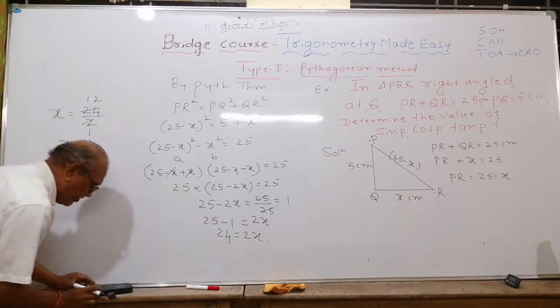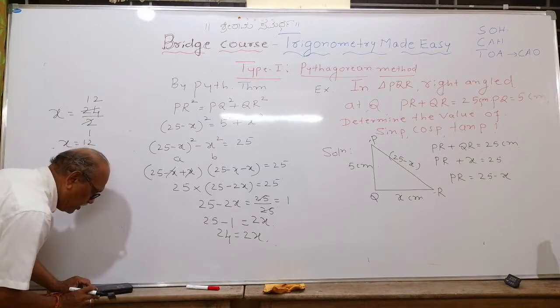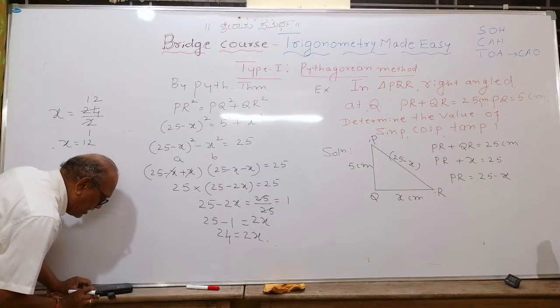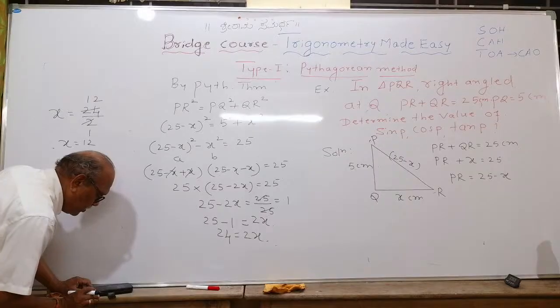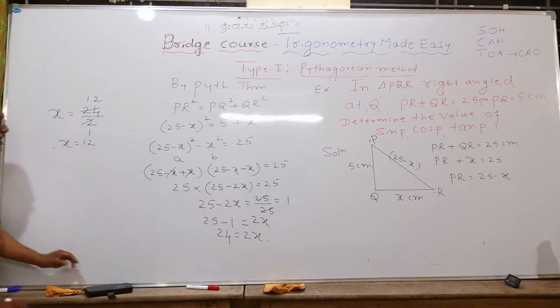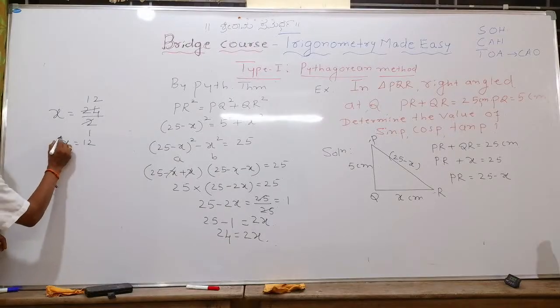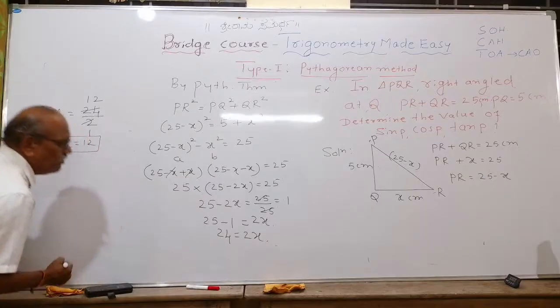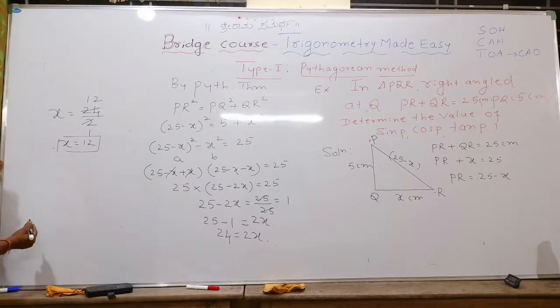Many of you answered very good. Even Krishna Kulkarni answered very good. You are very quick. Yes. X is equal to 12 means what? Your answer is correct. X is equal to 12. Very good. You are correct, Krishna.